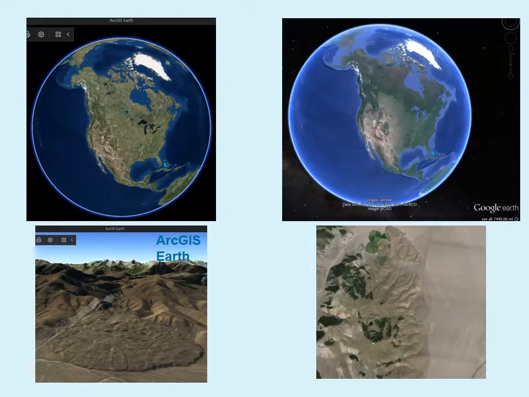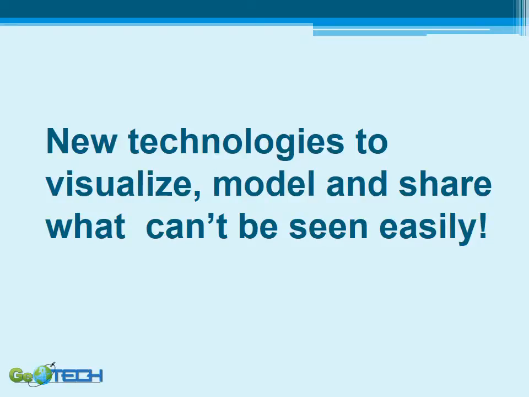Here are just two examples of Google Earth and ArcGIS Earth. And the other thing, when it first came out, you tried to lay your vector data on it, and it didn't work. There were issues with datums and projections. But more and more you can actually look at things in 3D. So I want to talk to some people about this particular landslide out in the Parsimero Valley. New technologies allow us to visualize, model, and share what can't be seen easily. And this is really important.